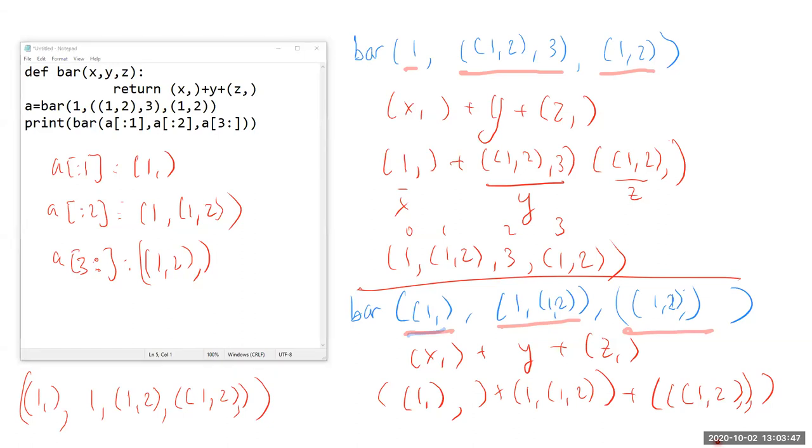Why does A3 have a comma at the back? A3 has a comma because this is slicing. Remember, if you slice, the return will also be a tuple, even if there's only one item. Because if there's no comma, it means this is not a tuple.